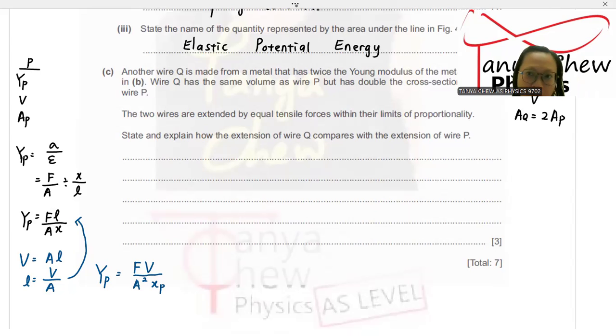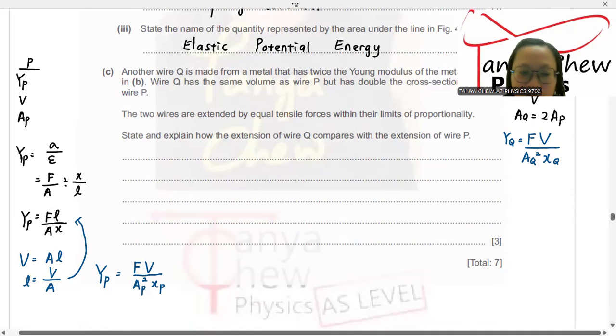Done. What about Q? Okay, for Q, Young modulus of Q, I'm going to use the same one, the force, right? These two wires are extended by the same force, so I'm just going to put it as F, right? Volume, they have the same volume, so I'm just going to put it V. And this is area, oh wait, this is area of P, sorry, yeah? This is area of Q square multiplies by the extension of Q. Done.